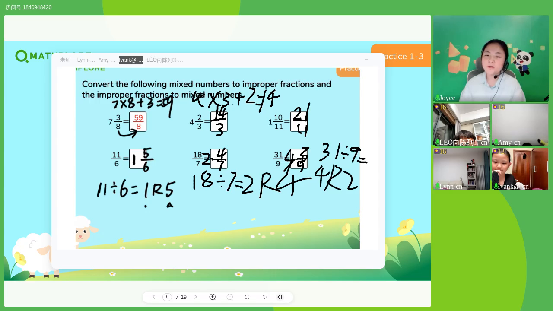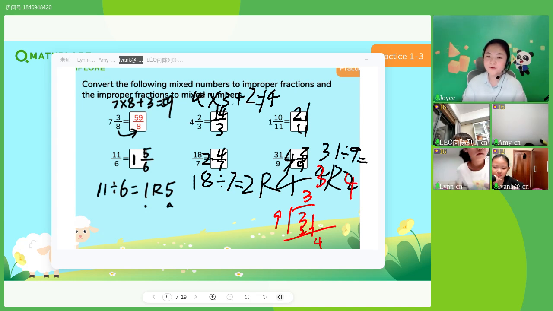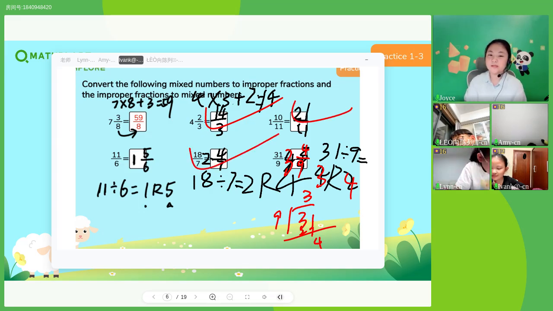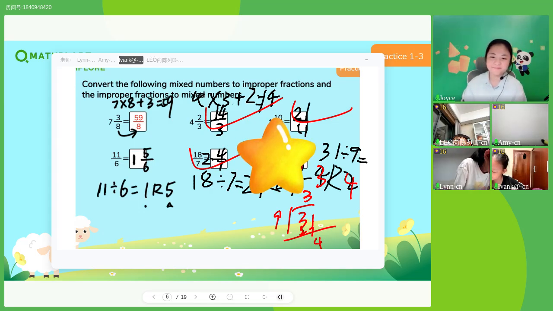Are you sure? 31 divided by 9, let's check it. We cannot use 4 because 4 times 9 equals 36, which is greater than 31, right? So we have to use 3 here. 3 times 9 is 27, and 31 minus 27 is 4. So 3, remainder 4, right? So just now you were right. It's 3 whole and 4 over 9. Okay? And the other ones are all correct. It's okay, Ivanka. Just try to practice more, and you will be able to calculate faster later. Okay? Don't worry.